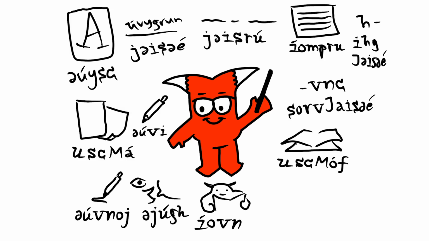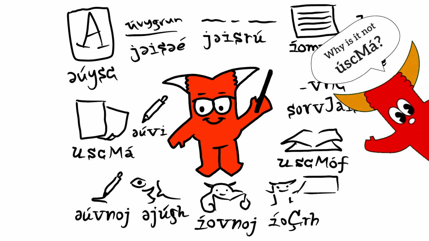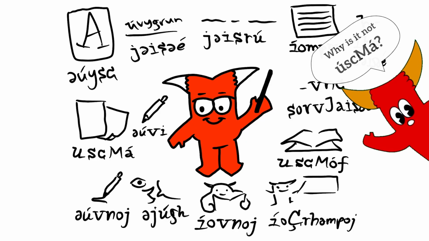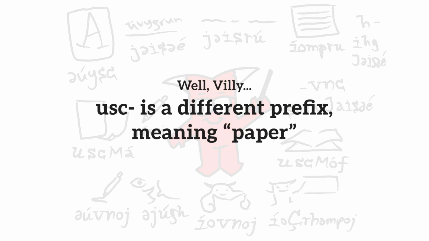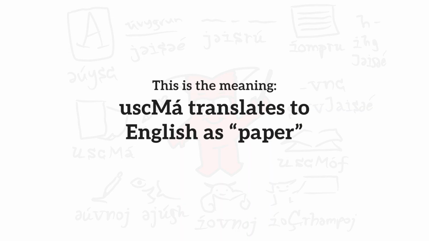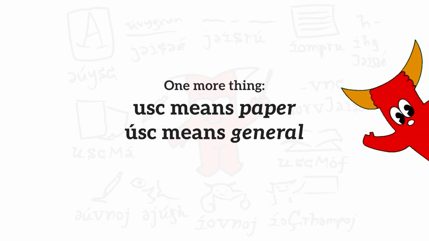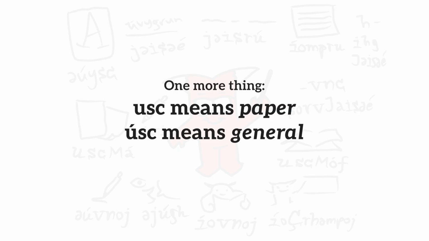Ayovnot, read. Ustsmov, book. But why did you forget the diacritic on U? Well, that's because usts is a different prefix. It has a different meaning than general, like when something is on paper. So, it's very important to make distinction between prefixes with or without diacritic vowels.